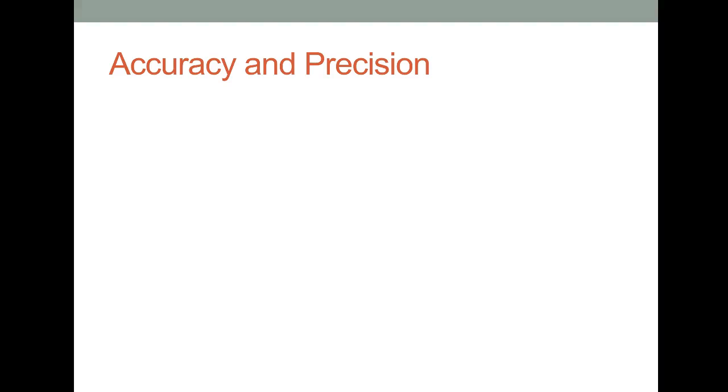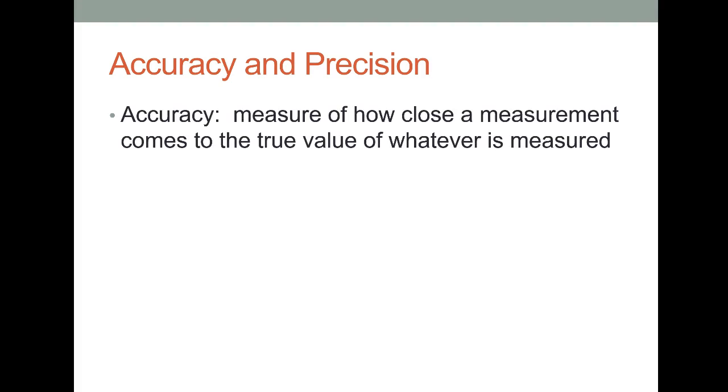All right, in this lesson, we're going to talk about something called accuracy, precision, and significant figures. Now, you may have seen some of this stuff before. Certainly, accuracy and precision are common topics. Accuracy is a measure of how close a measurement comes to the true value of whatever is measured.